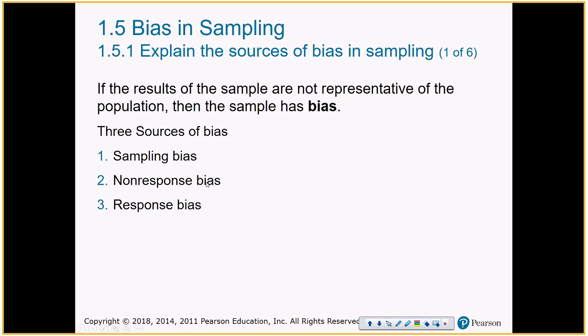Then the sample has bias. Sampling bias, non-response bias, response bias. Basically, different biases. I said media. I said in the classroom. Classroom is non-response because if you disagree with the teacher, they're going to give you a failing grade. And if you don't think that happens, it does.